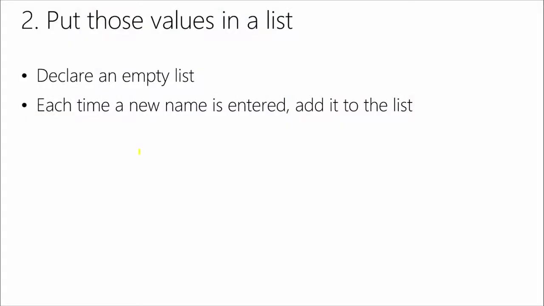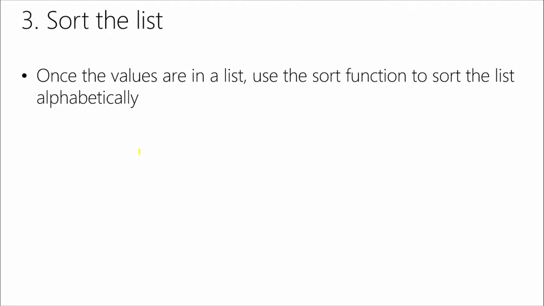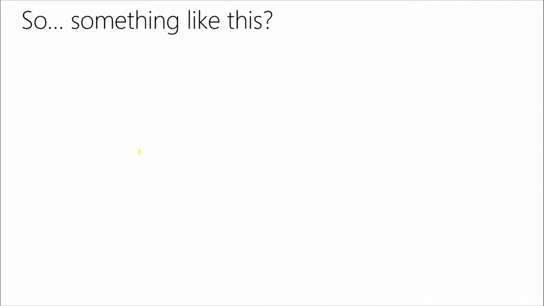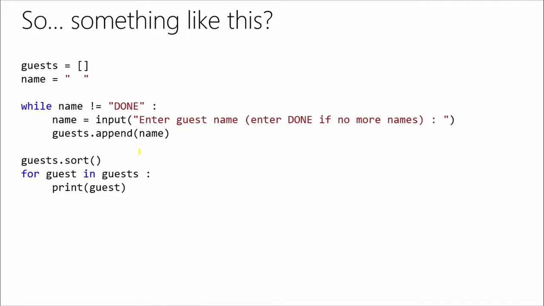Then the second thing you'll have to do in terms of steps is you'll have to take the values that are entered by the user, and you're going to have to store them in a list. So every time someone enters a new name, add it to your list. Then sort your list. We already saw we have a sort method to do that. And finally, you're going to need a loop that goes through the values in the list and prints out the value. So this one's going to be a little more complex. We're starting to pull together a lot of different things we've seen. We're also solving more complex problems. So it's going to be something along these lines.